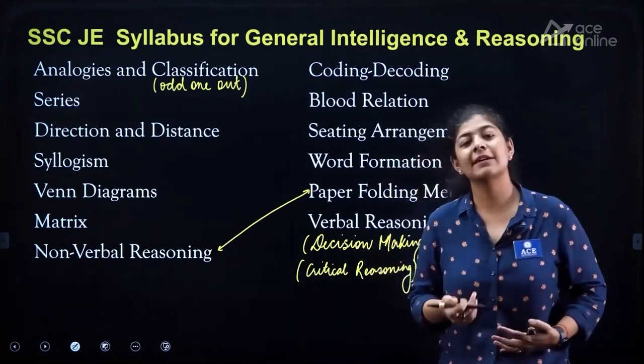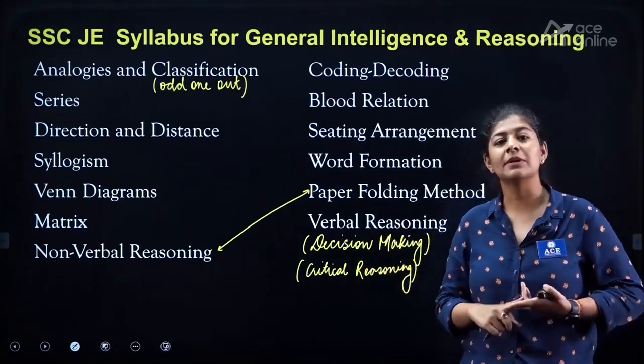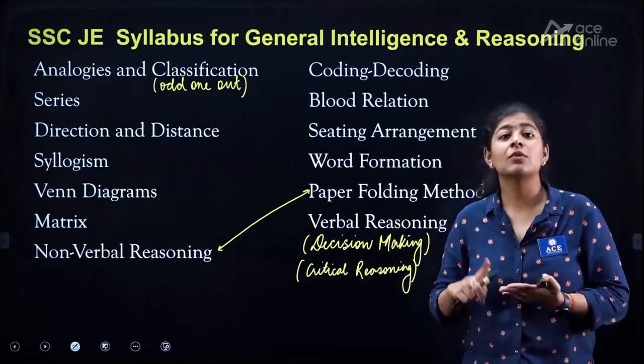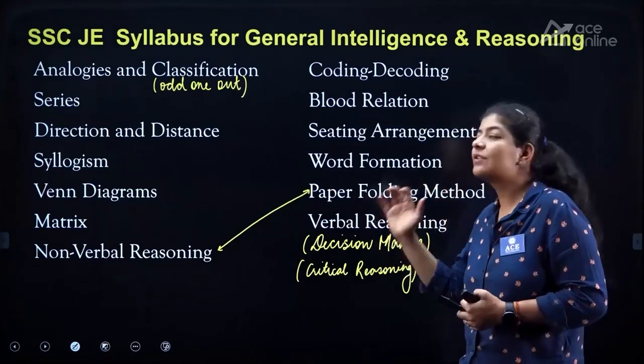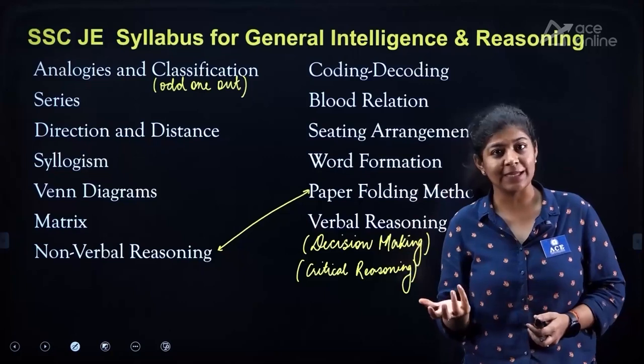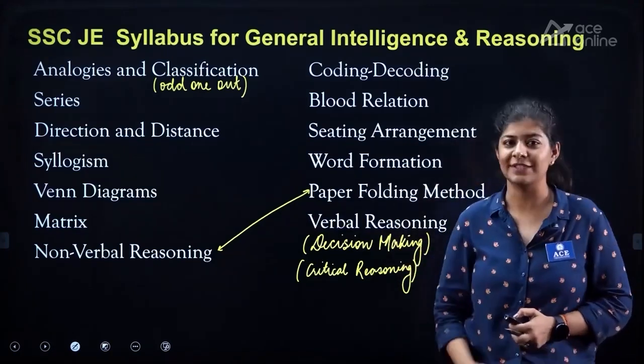Now, what are the topics covered under it? Statements and assumptions, statement and arguments, statements and conclusion, statement and course of action, and many more. Basically all the parts in which we only need to work on the verbal segment, where no number and no figure is used, come under verbal reasoning, right?